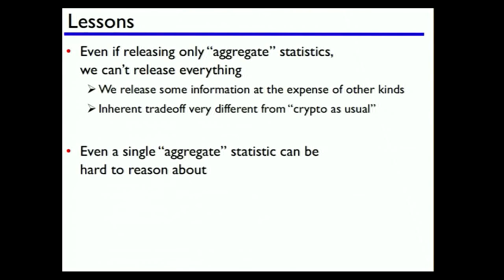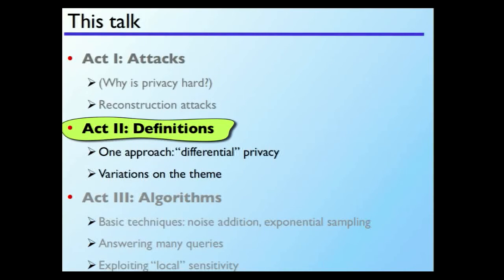Even a single aggregate statistic can be hard to reason about. The support vector machine example I gave illustrates that. And it begs the question, what exactly does aggregate mean? That's where we're going with the definitions, to try and understand that question. Having shown you some things that can go wrong, it'd be nice to understand what it would mean for things to go right. That's going to be the second third of the talk.